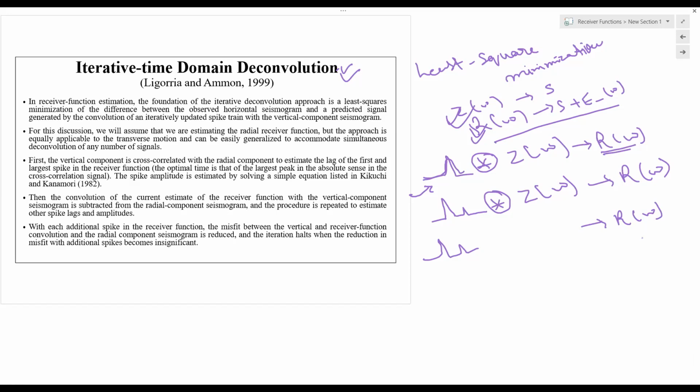Whenever you receive the minimized value of the misfit, the associated Earth impulse response like this will be considered as the true value of the receiver function. So this is the iterative time-domain deconvolution.